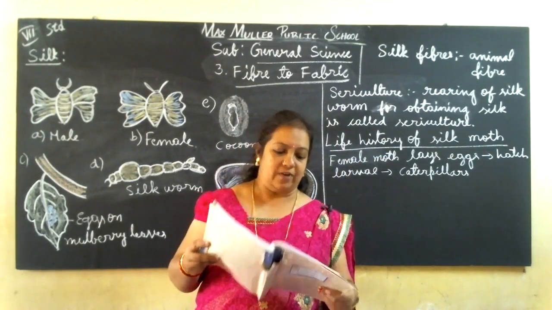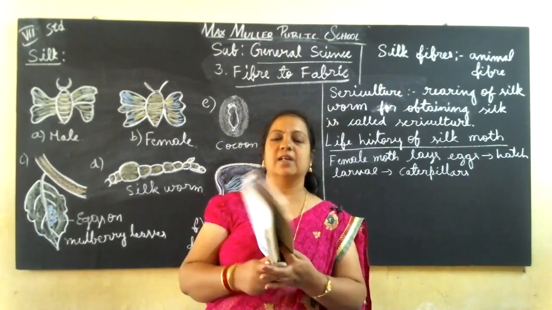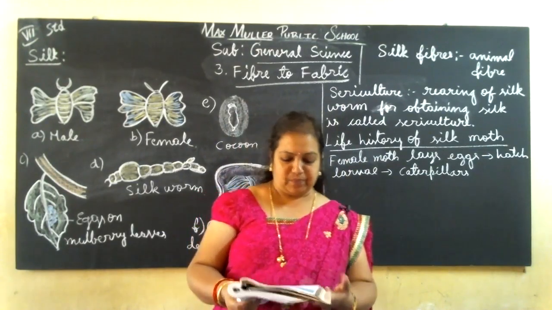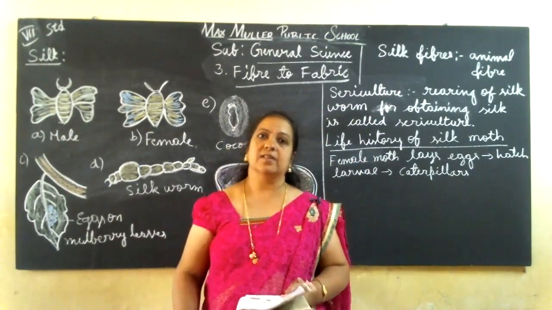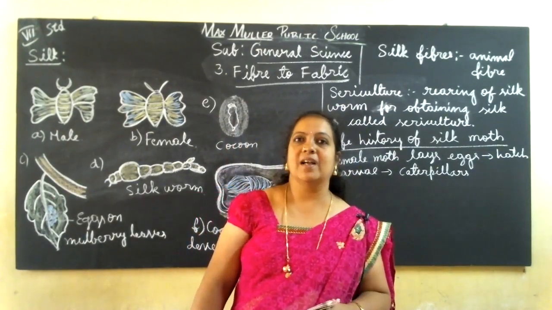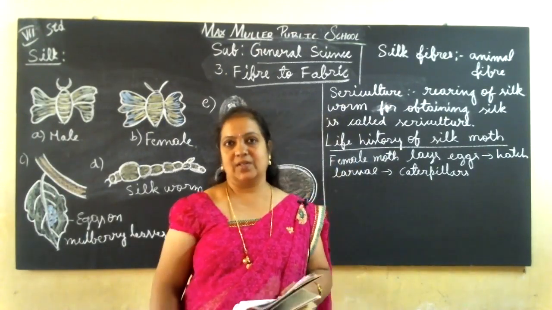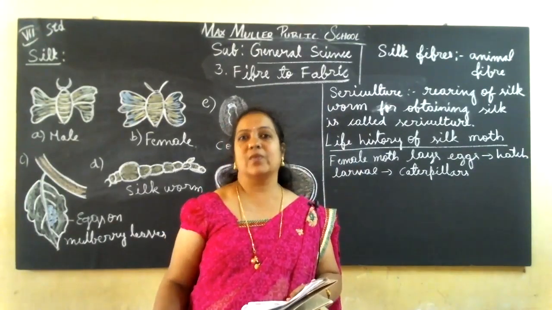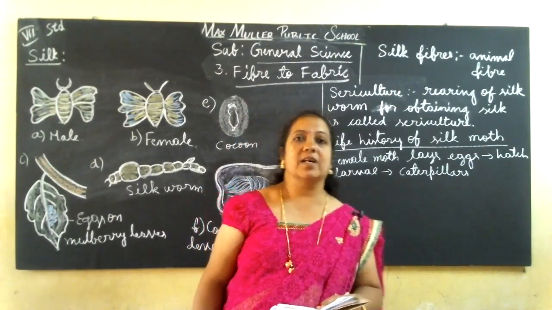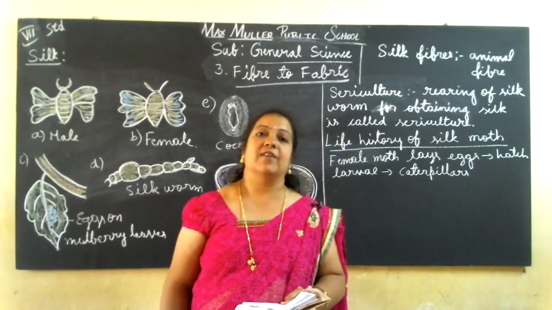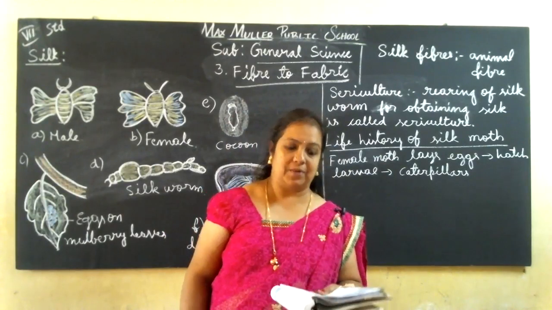Today's topic is silk. Silk is also an animal fiber. You know, silk is made from worms. We call them silkworms. It is actually an insect fiber. It belongs to animal fibers, and within animal fibers, it is an insect fiber.